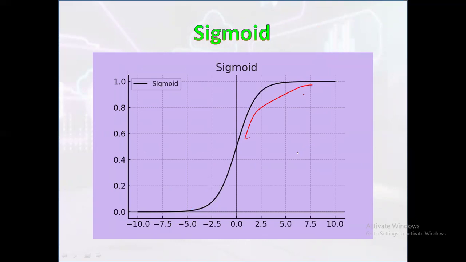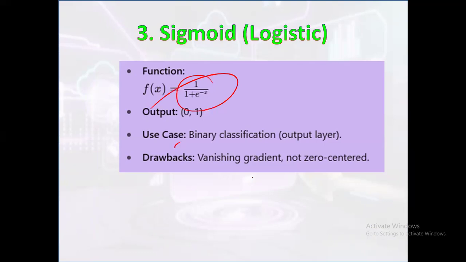However, the sigmoid has two major issues. What are the major issues? The first one is that it has two major problems.